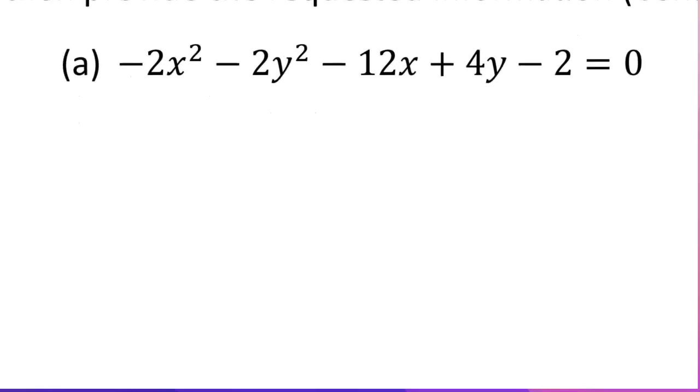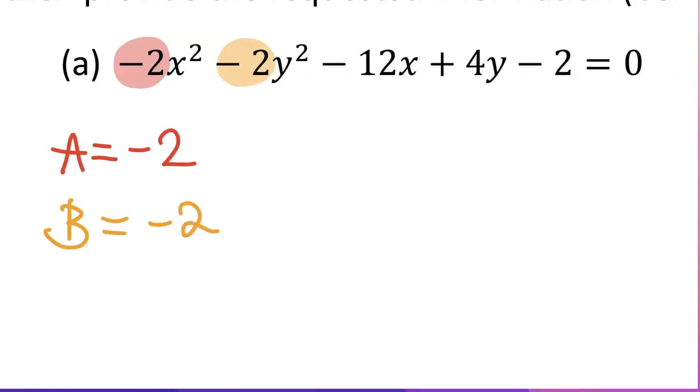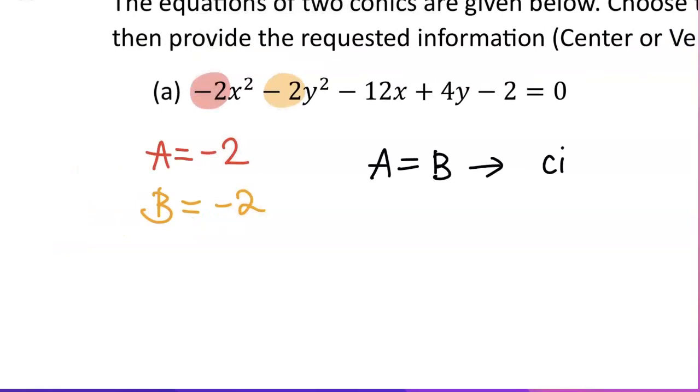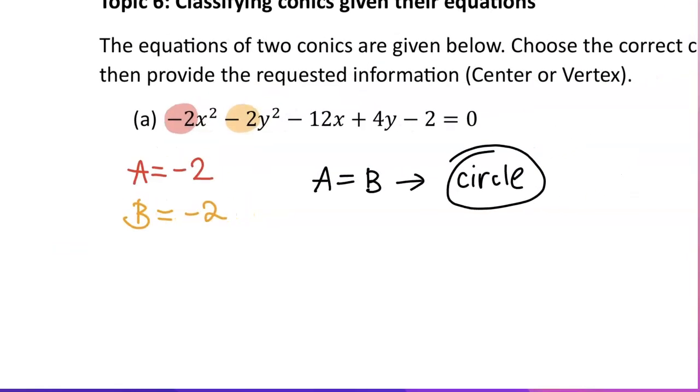Now, find the A and B. A is the coefficient for the x squared term. A is what? -2. What is B? B is also -2. Because A and B are the same, we're looking at a circle. So we're done with the first part. We identified what it is.